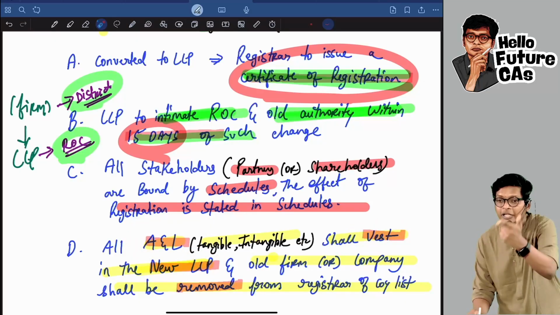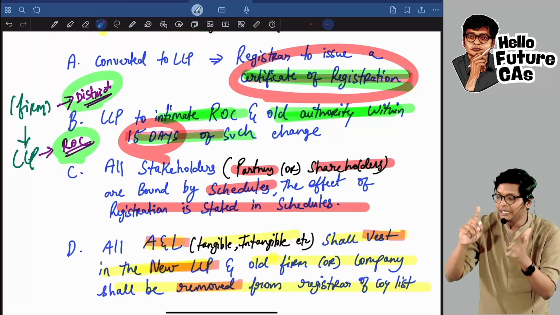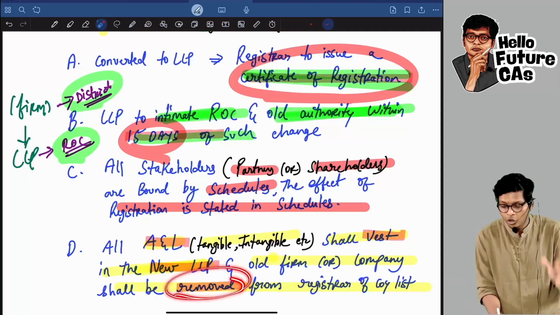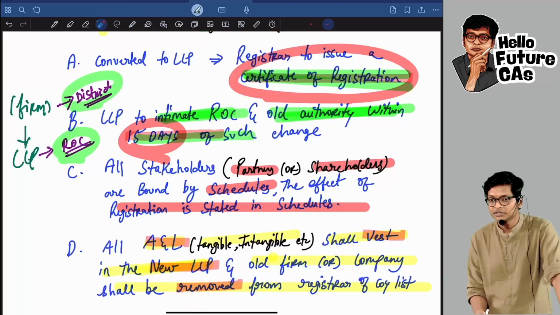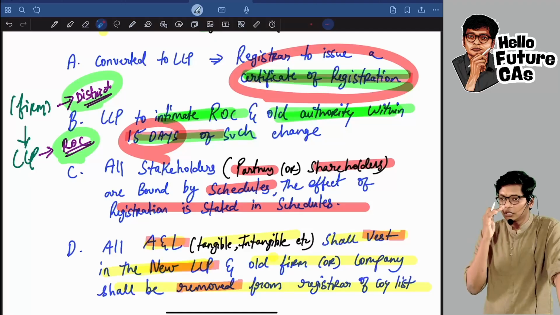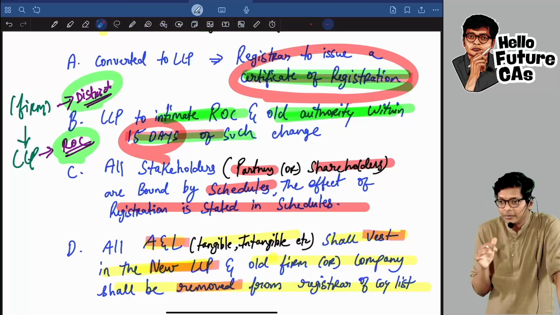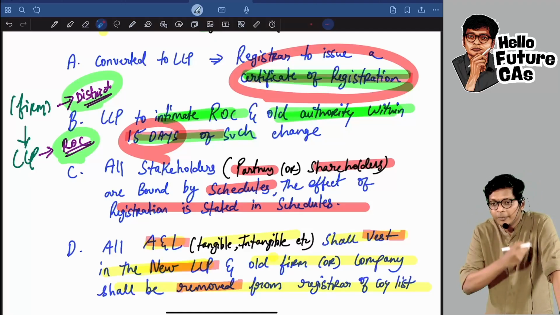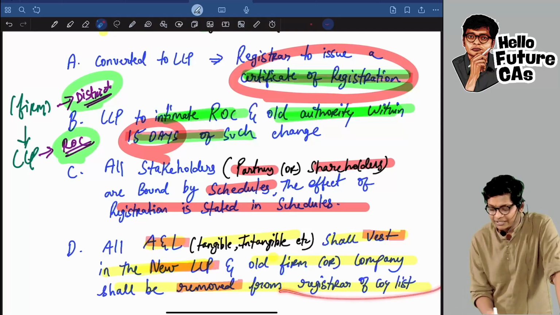Now LLP is the owner. Transfer of ownership, LLP is the owner. And lastly, old name, remove it. Sir, I created a new Instagram account. Old account, you are still using it. Doesn't matter. But here, old partnership, old private, you have to remove it from the Registrar of Companies list.